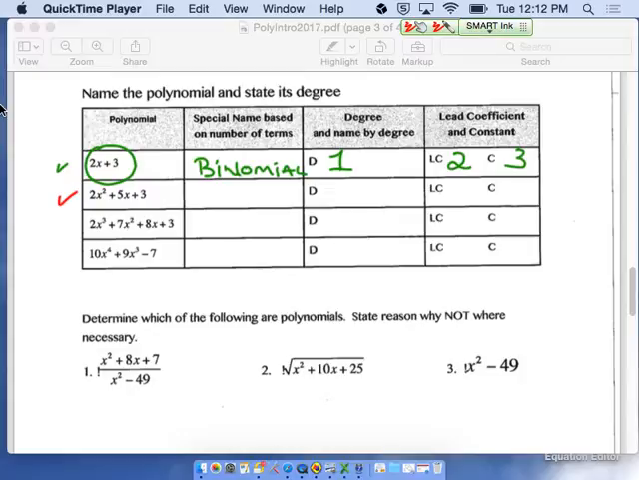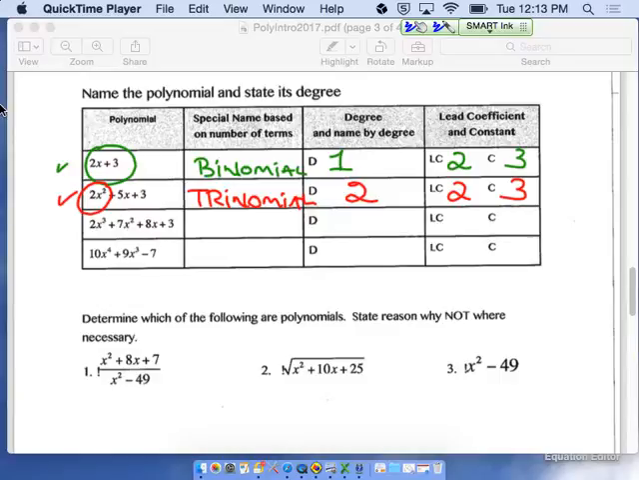The second example, this is a trinomial, naming it based on the number of terms. And note that there are no like terms. All like terms have been combined. The degree of the second one is degree 2. The lead coefficient is 2. And then the constant is 3.